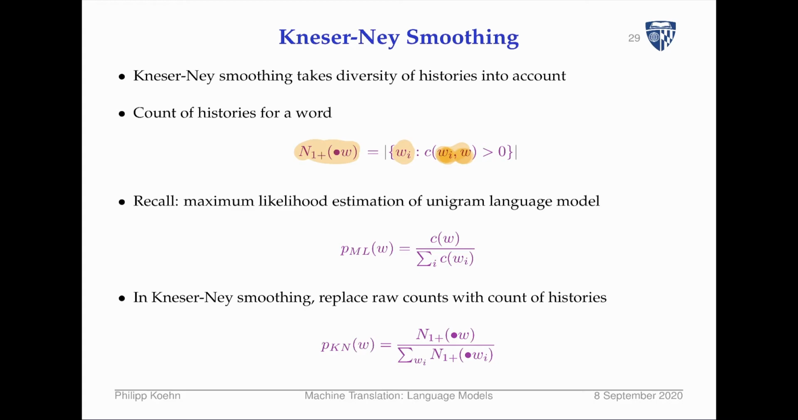Again, for York, that would be, well, we don't know for sure, probably 2, 3, 4 times. But for other words like foods and so on, it's probably higher than that. So usually you would do maximum likelihood estimation of a unigram model just based off the counts. But in Kneser-Ney smoothing, we replace the counts with the count of histories. So this number here.